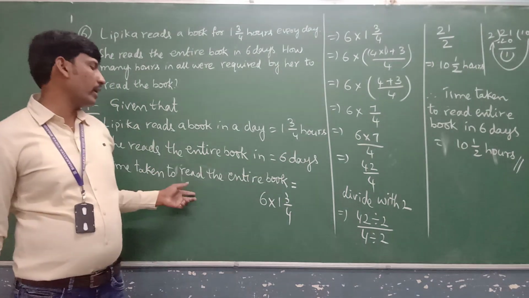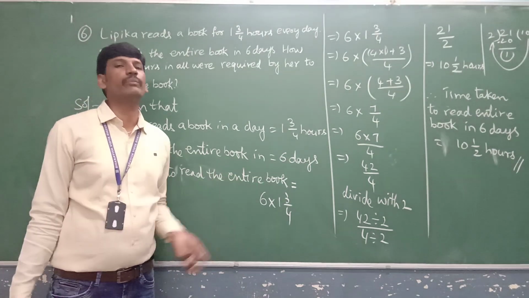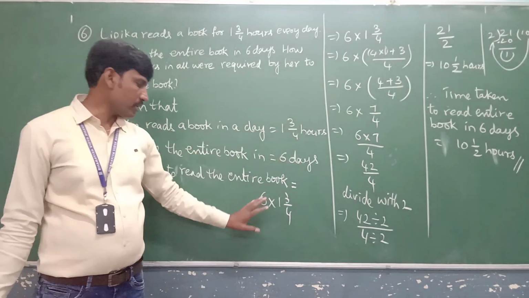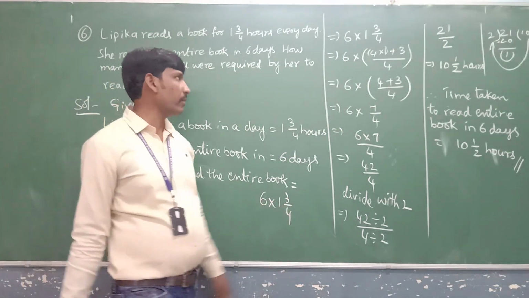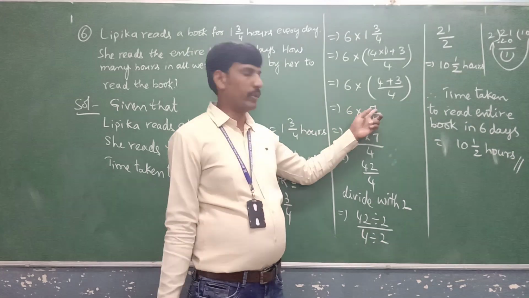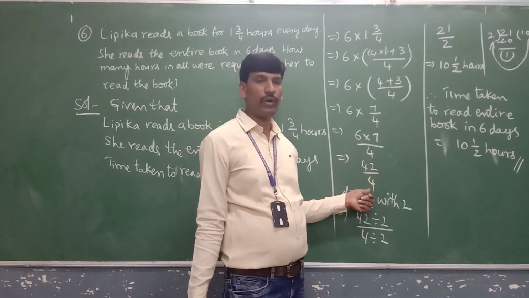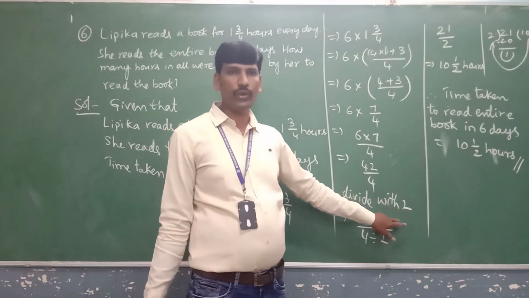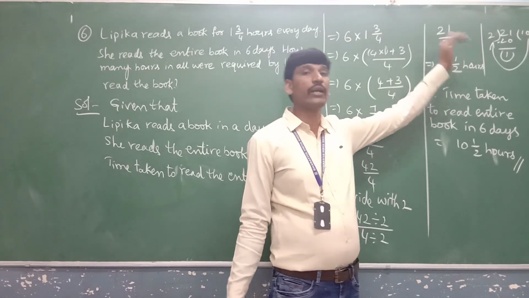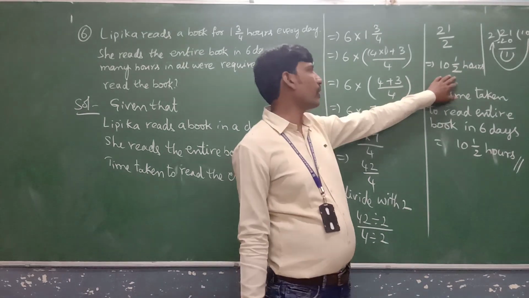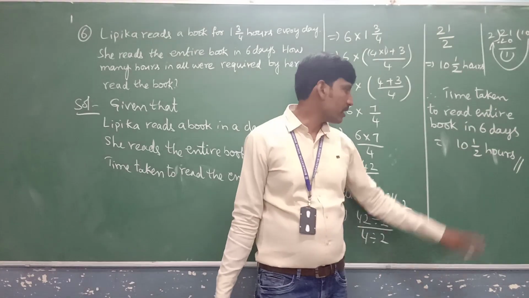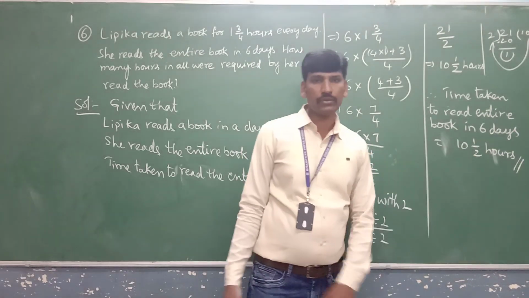So now time taken to read the entire book is equal to, what are you going to do? We should multiply the number of days into the hours in one day. So 6 into 1 3/4. This is a mixed fraction. Convert into an improper fraction. Multiply whole number and numerator. 6 into 7 by 4 is 42 by 4. Both are even numbers. Divide with 2. So you will get 21 by 2. Now this is an improper fraction. Convert into a mixed fraction. So finally we got 10 1/2 hours. Therefore time taken to read the entire book in 6 days is 10 1/2 hours.